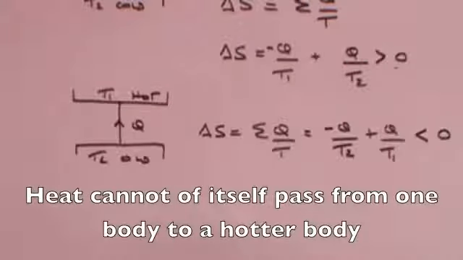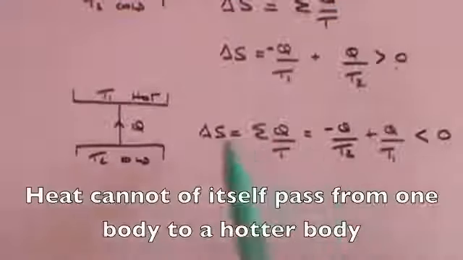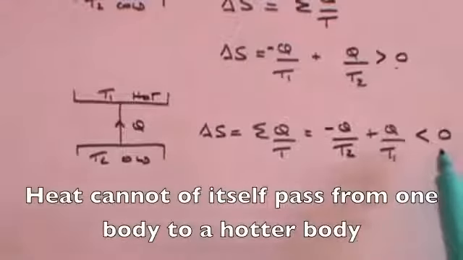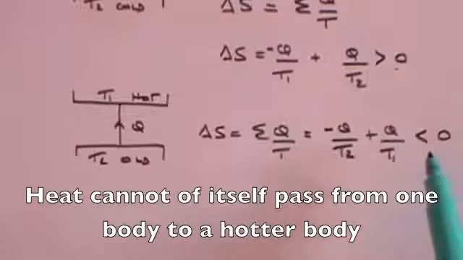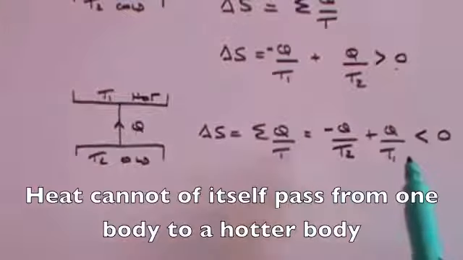Or more accurately, heat cannot of itself pass from one body to a hotter body. Of course, a refrigerator does precisely that. It takes heat away from a cooler body and sends it out into a warmer room. But the only way it can do that is with an engine. And in fact, the overall entropy increases, even though on the face of it, within the fridge, the entropy decreases. It is more than matched by the energy that is wasted in the room.